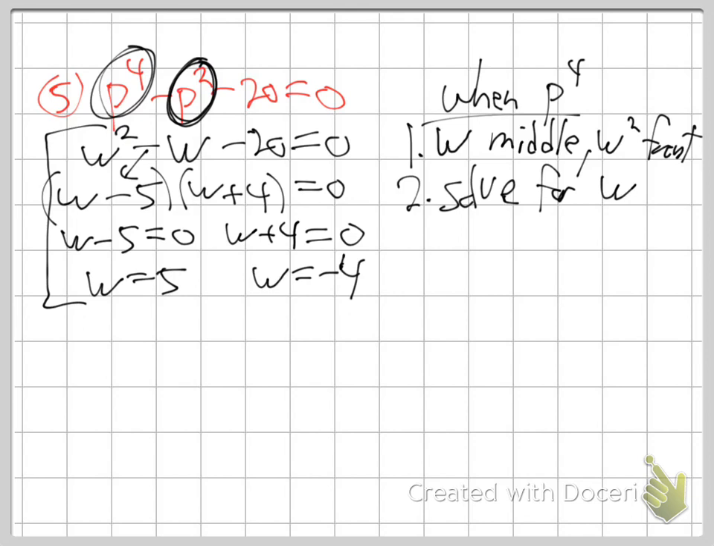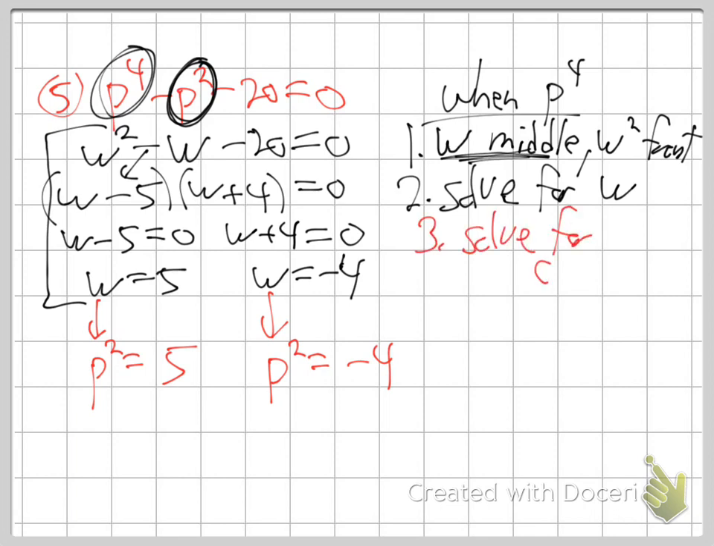W's just an actor. He's not the real person. So W, who was he taking the place of all along, really? P squared. The middle. Yeah, it's always the middle. W is always in the middle. So then you go, okay, W equals 5 means P squared is 5. And W equals negative 4 means P squared is negative 4. Because W is just an actor standing in the place of P squared. Now finish for P.